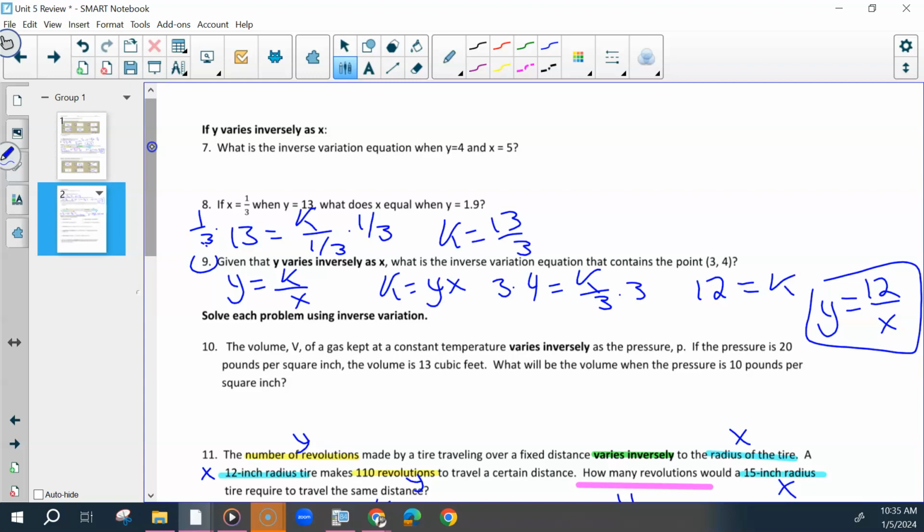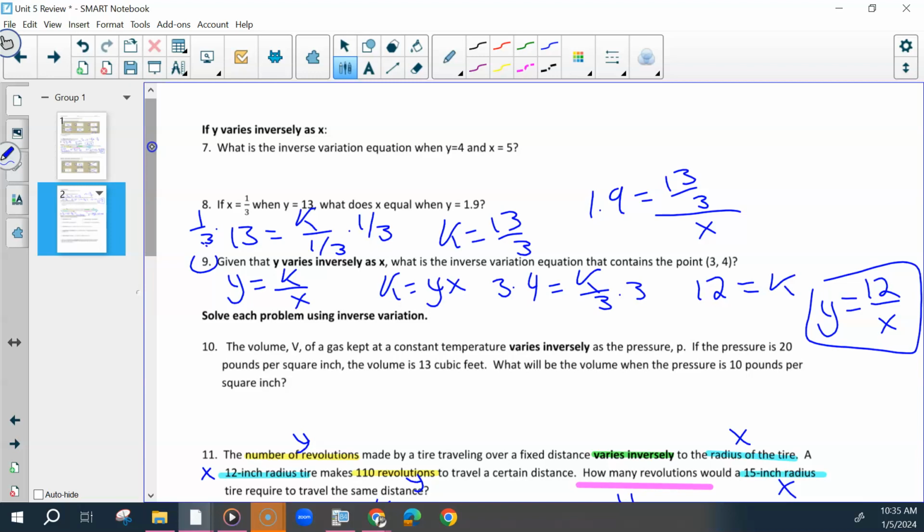We know what y is. So if we go back and put our numbers into this equation, 1.9 equals 13 over 3 over x. So you could do a couple different things with this. I'm going to show you probably the quickest one.